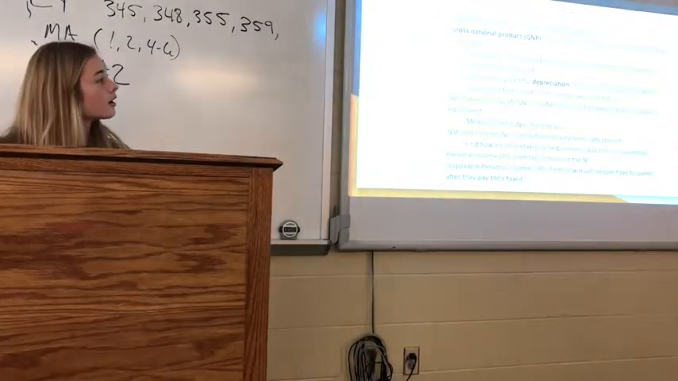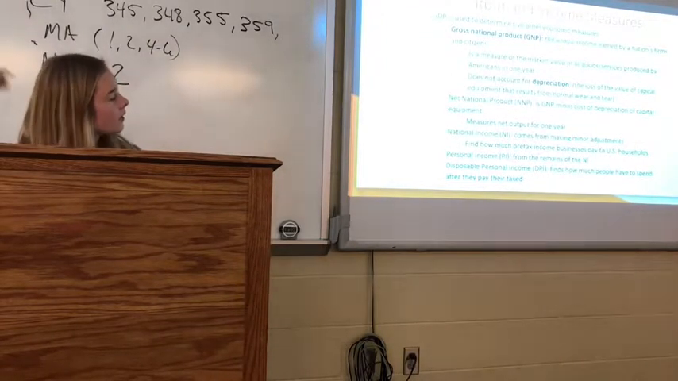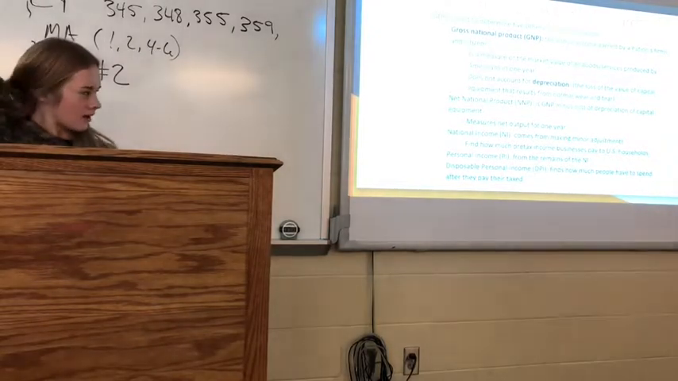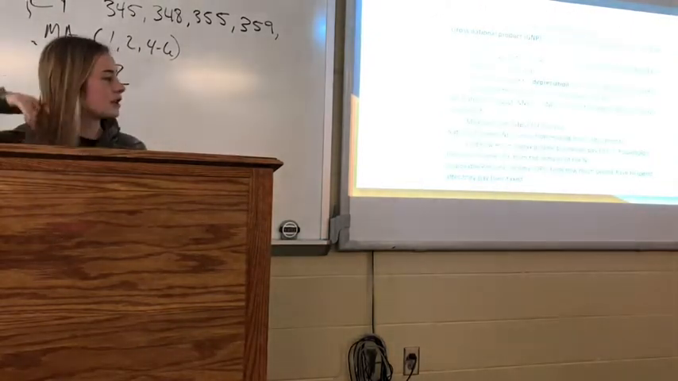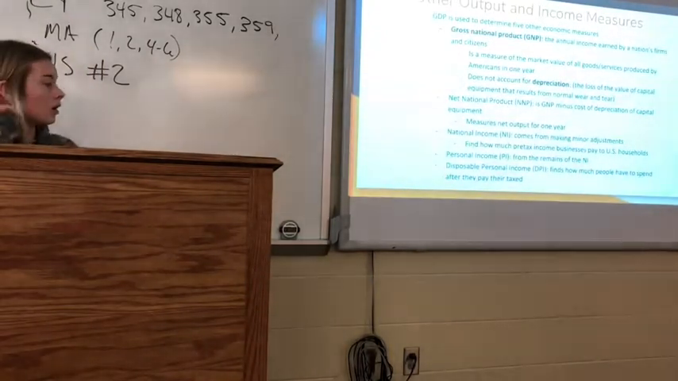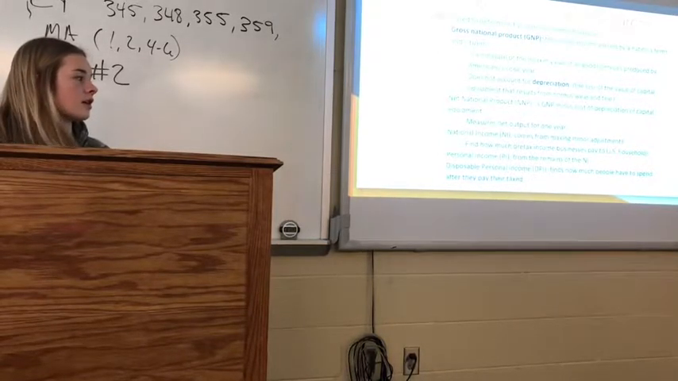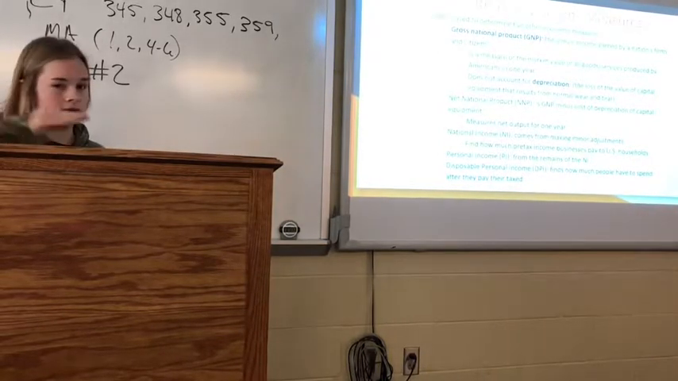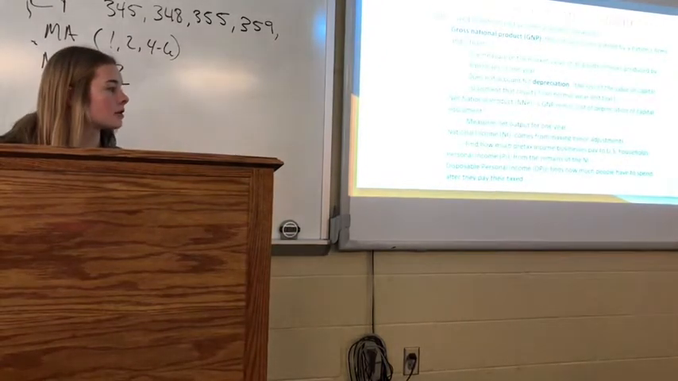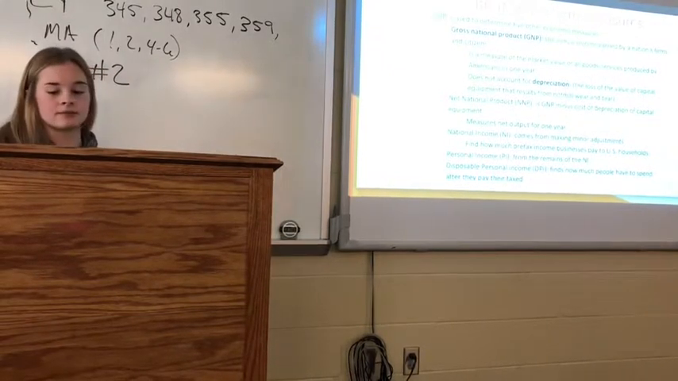The third measure is the national income, which comes from making minor adjustments, and they find out how much pre-tax income businesses pay to U.S. households. So the fourth one is personal income, which is the remains of what people make from that. And disposable personal income finds out how much people have to spend after they have paid all their taxes.